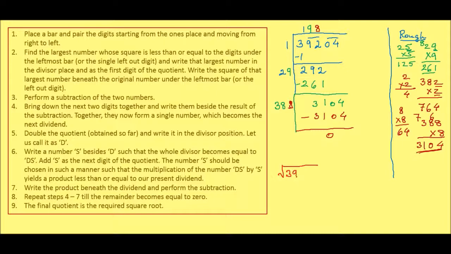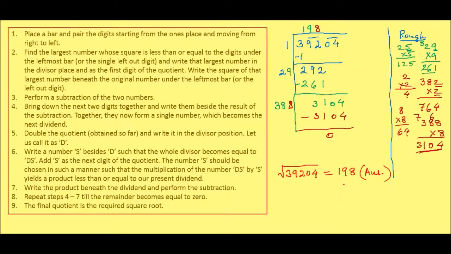Square root of 39204 is equal to 198. This is our answer. Let us take up another sum.